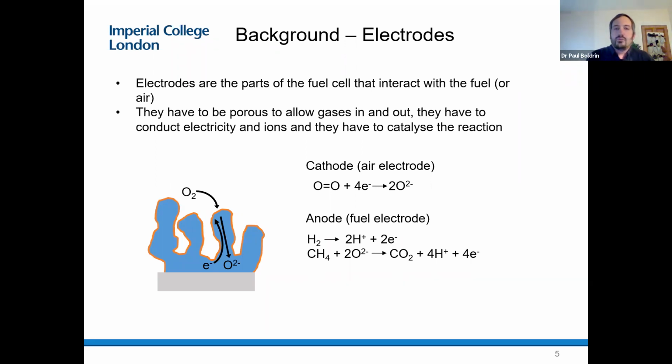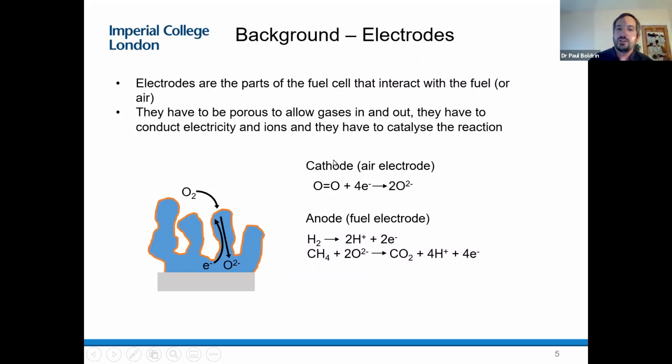So the part of the fuel cell that I'm going to talk about is the electrode, and the electrode is an important part of the fuel cell because it's the part where the fuel or air interacts with the fuel cell itself and is converted into electrons and ions, which is the reactions that create the energy that you can use as electricity. They're quite complicated structures. They have to be porous to allow gases in and out. They have to be able to conduct both electricity and ions, and they have to catalyze whatever reaction is going on.